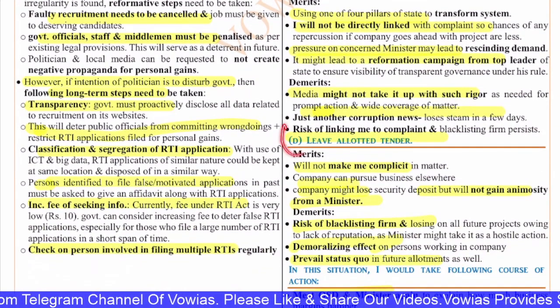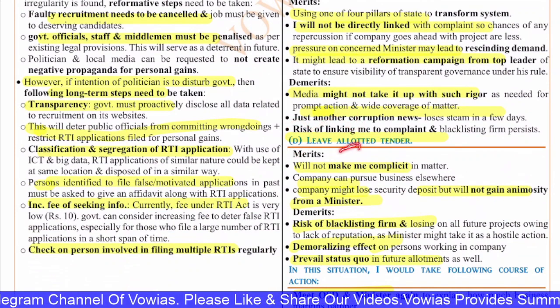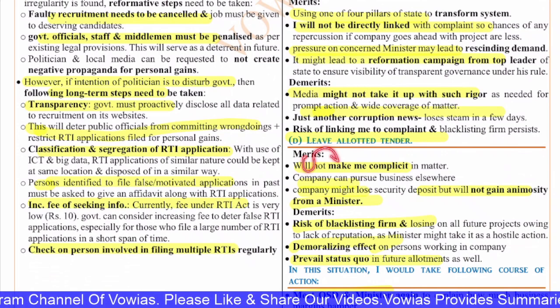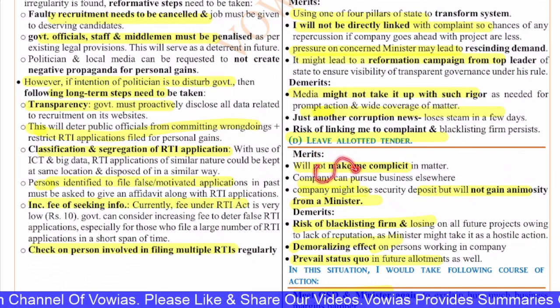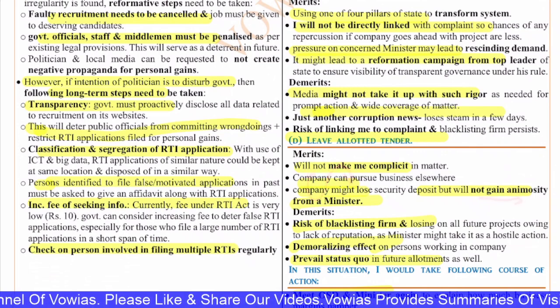And option D: leave the allotted tender. What are the merits of this? It will not make things complicated. The company can pursue business elsewhere. The company might lose its security deposit, but it will not gain animosity from a minister.